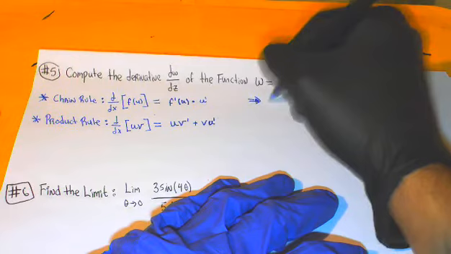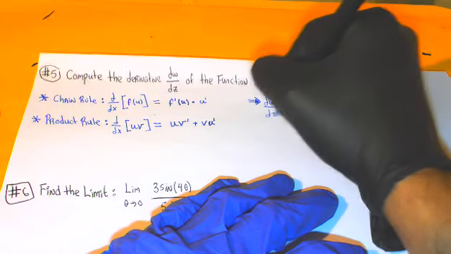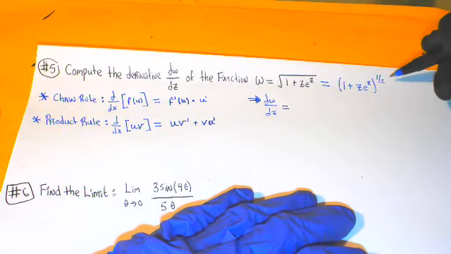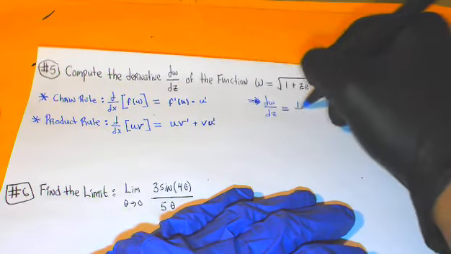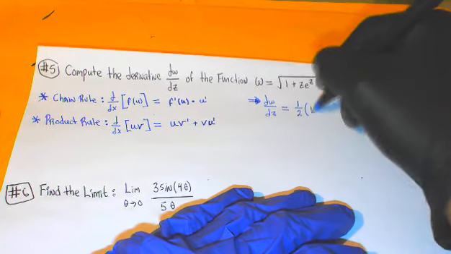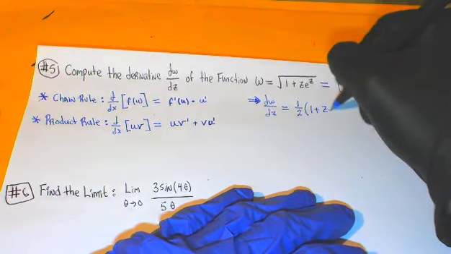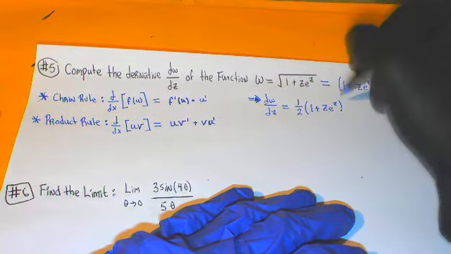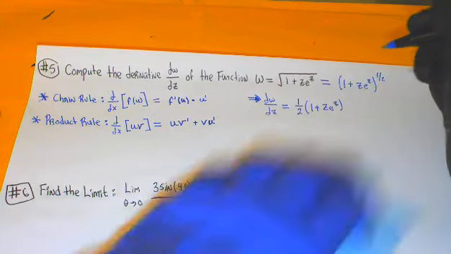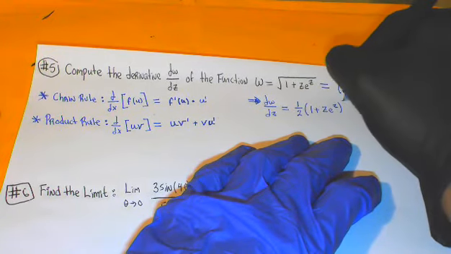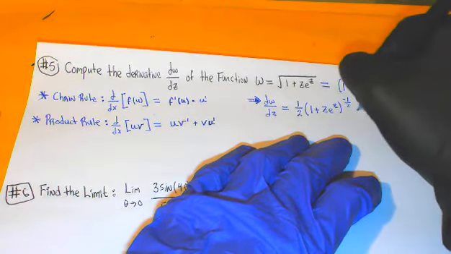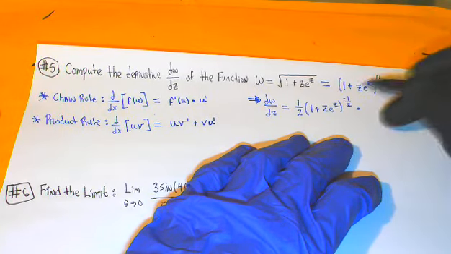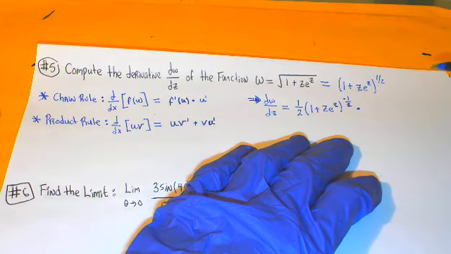dw dz, or simply w prime, is going to equal the following. Well, I'm going to bring the 1/2 down, so we're going to get 1/2 times 1 plus z e to the z power raised to the power of negative 1/2. Remember, we're going to have to subtract 1 from that exponent. So 1/2 minus 1 is negative 1/2, multiplied by the derivative of 1 plus z e to the z, since that's my inner function.